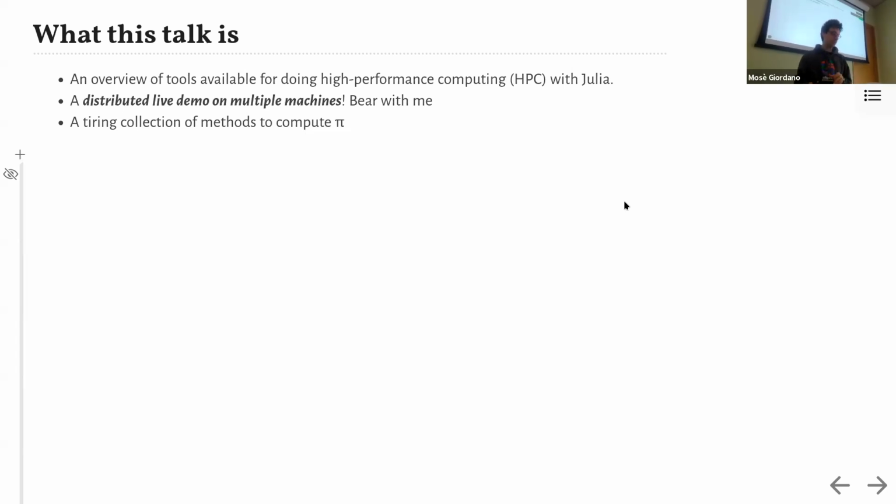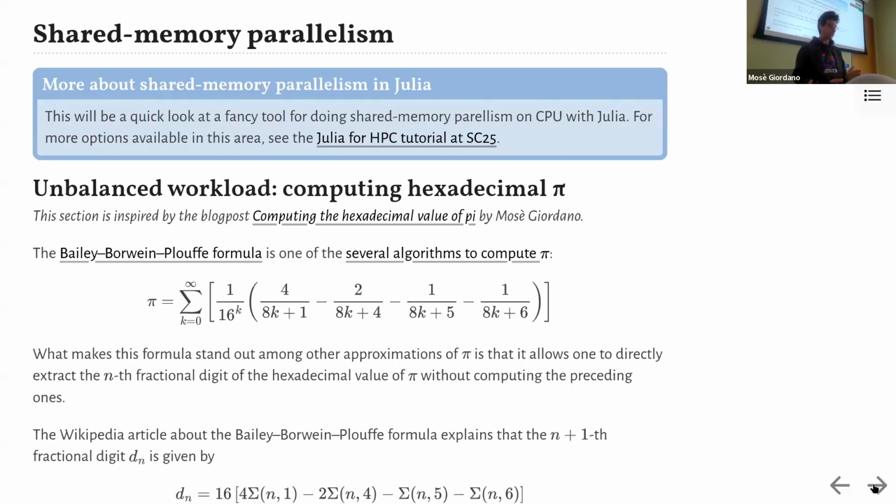And also you will see a tiring collection of methods to compute pi. So you will get bored at some point of always seeing pi computed, but you have been warned. So let's start with computing pi. The easiest way to do parallel computing is to use shared memory parallelism, and Julia offers this capability.